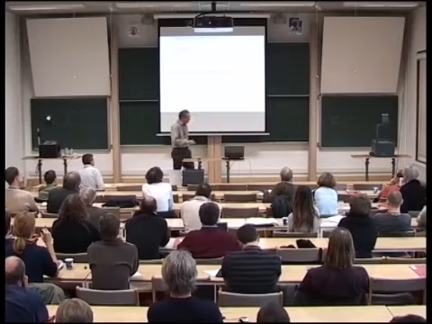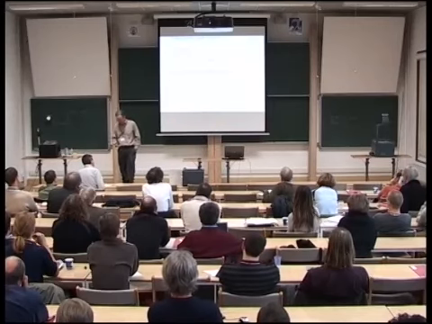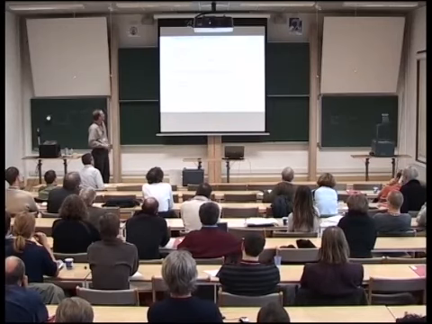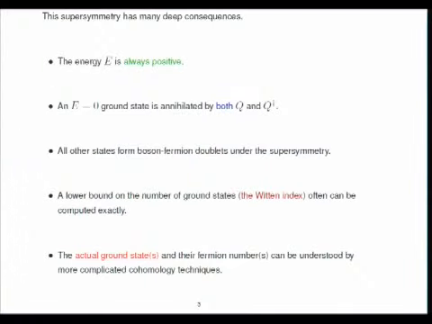Some consequences of supersymmetry that you all probably know, but I'll remind you. Because the Hamiltonian is Q dagger Q plus Q Q dagger, E has to be positive, or 0. And if you have a ground state that has E equals 0, then it has to be annihilated by both Q and Q dagger. With this particular supersymmetry algebra, the irreducible representation is either two-dimensional or one-dimensional. The ground states are one-dimensional.